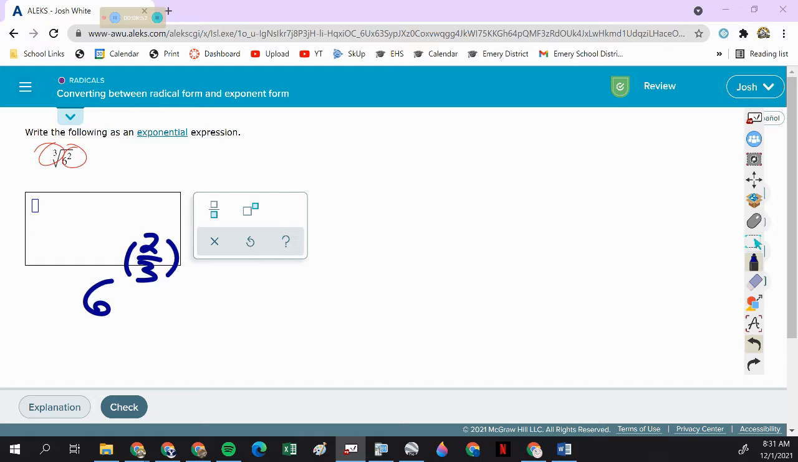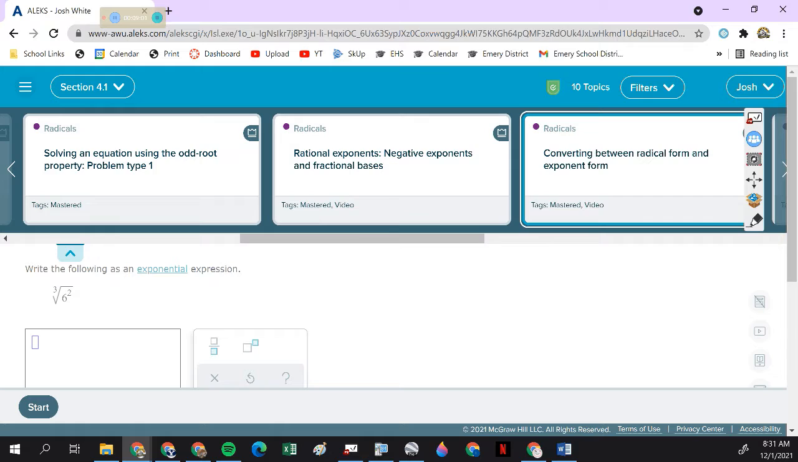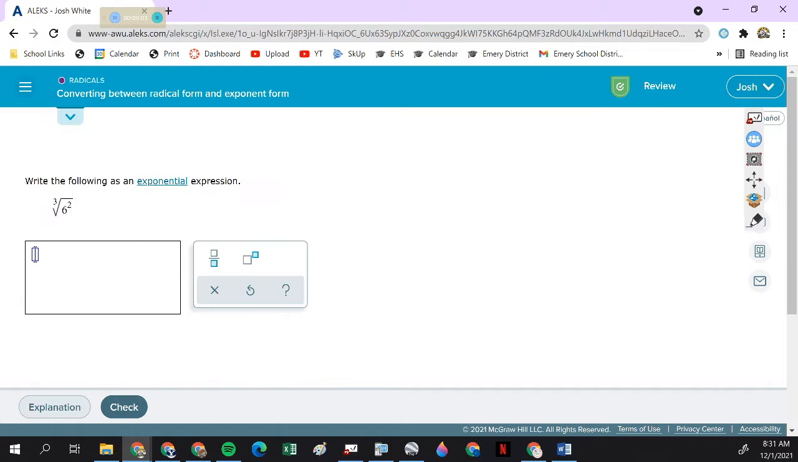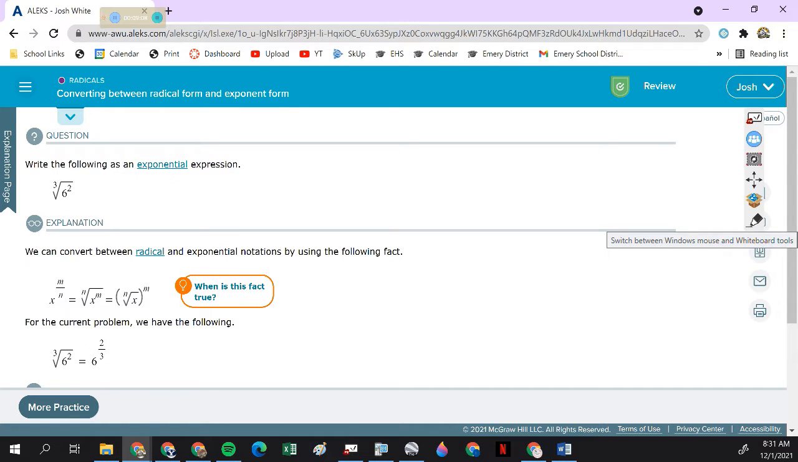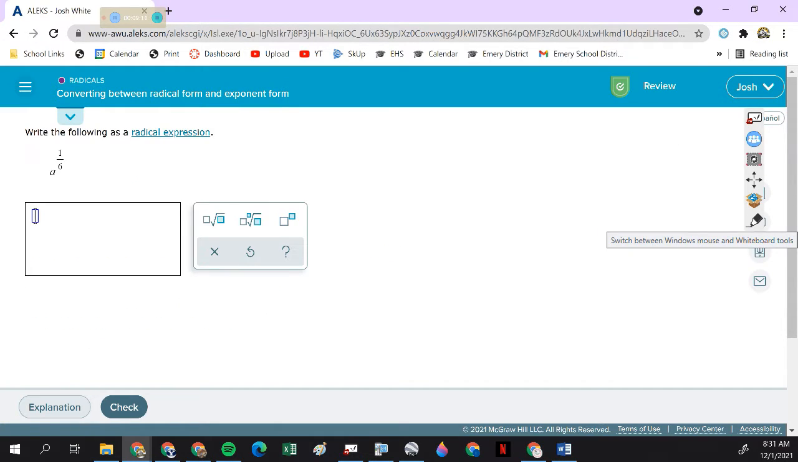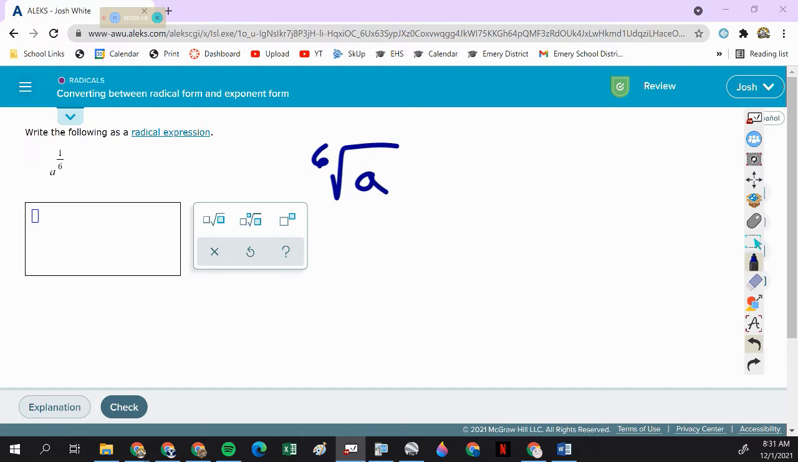Does that make sense? Yeah, it doesn't want you to solve it. It just wants you to rewrite it. So let me look and see if they're going to do another one the other way around. Okay. So how would you convert this one to the other form? It would be the sixth root of a, and then the 1 either goes inside or outside, doesn't really matter. But because it's a 1, you don't need to write it.